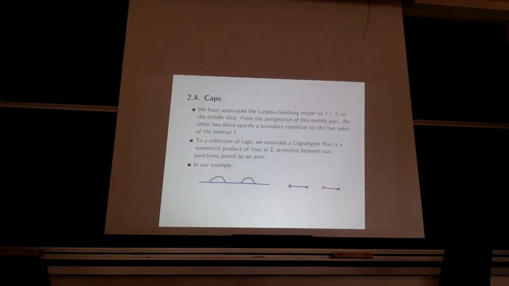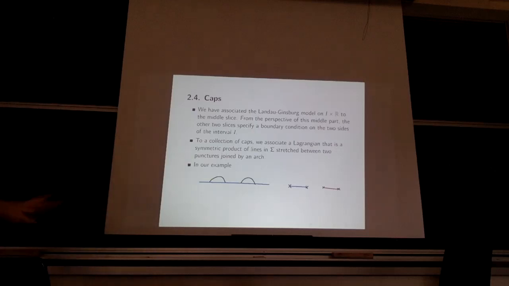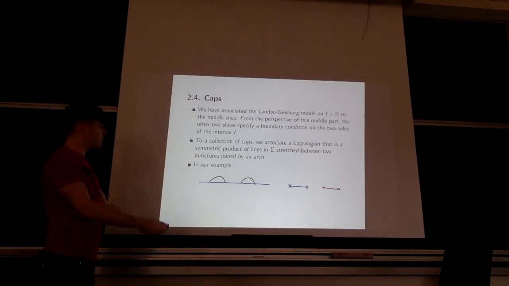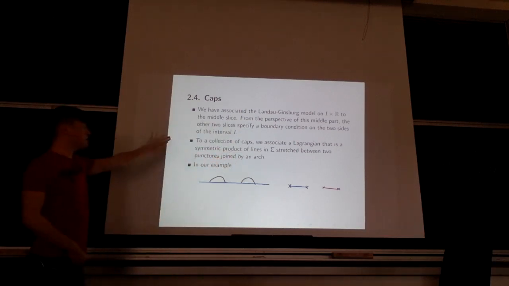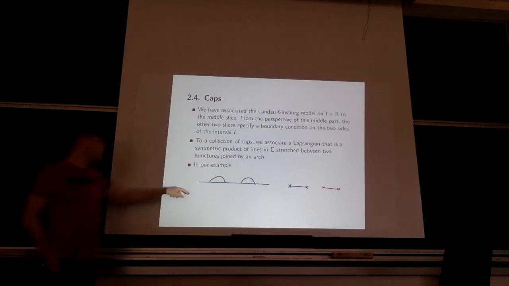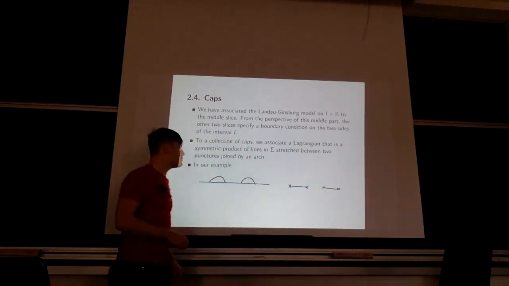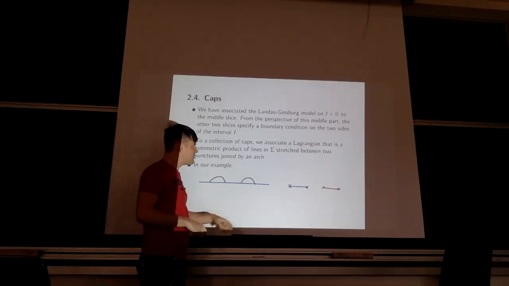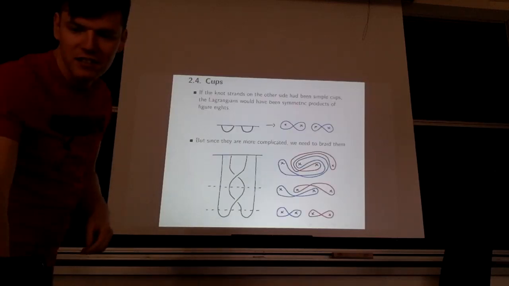Okay, so then I told you that the top and the bottom of the stretched picture are going to give you the two Lagrangians, the two boundary conditions on each side of the interval. Right, because from the perspective of this middle part, the other two slices specify a boundary condition on the two sides of the interval I. I'm just going to tell you the proposal for these Lagrangians at the top and at the bottom. At the top, we had these simple caps, and we associate a Lagrangian that is simply the symmetric product of lines stretched between the two punctures that are joined by the arch, or joined by the cup. In the previous picture, the top slice looked like this, and we associate the product of these two lines. I color them by different colors so that once we are braiding things, it is easy to visualize and see what is going on.